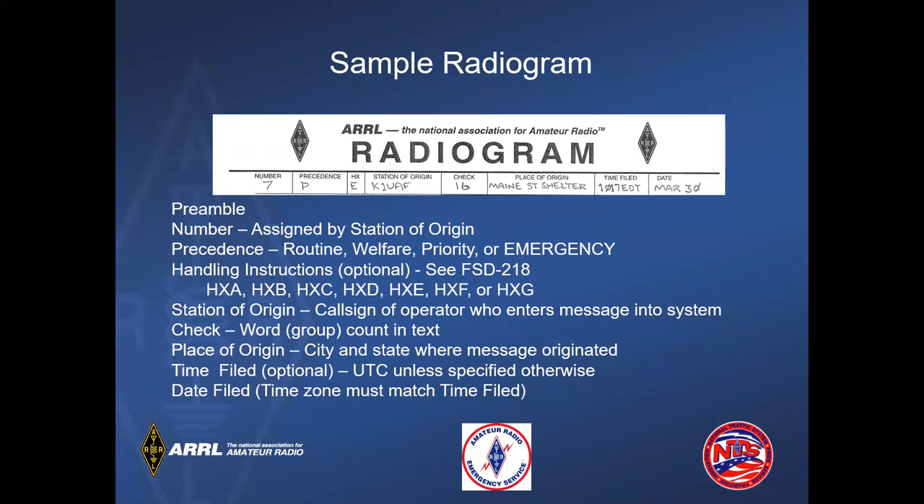Station of origin is the call sign of the station that first puts the message into the system. There's various definitions of that, but probably the best one to guide by is who first lists that message for transmission, not when it's ready to be sent. The check is the group count of the text portion of the message, and we'll look at that in a minute. The place of origin, in a regular routine radiogram on the amateur circuit, is the city and state. But during an incident, you may have 10 or 15 different stations within a city, and saying Concord, New Hampshire doesn't mean anything.